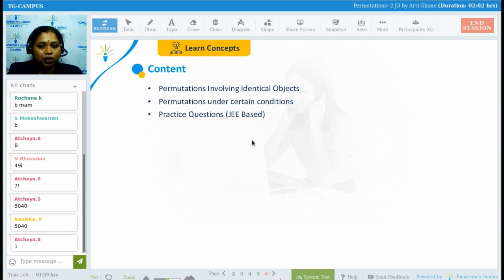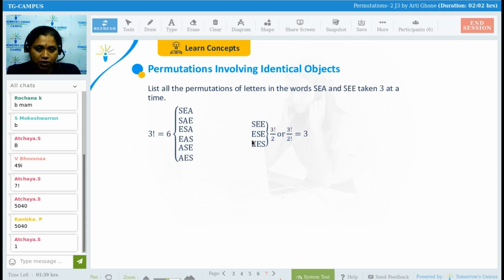Permutations involving identical objects and permutations under certain conditions. These are 2 important points for today's session. Now see, list all the permutations of letters in the word C and C, taken 3 at a time, and see the difference. What do you observe?